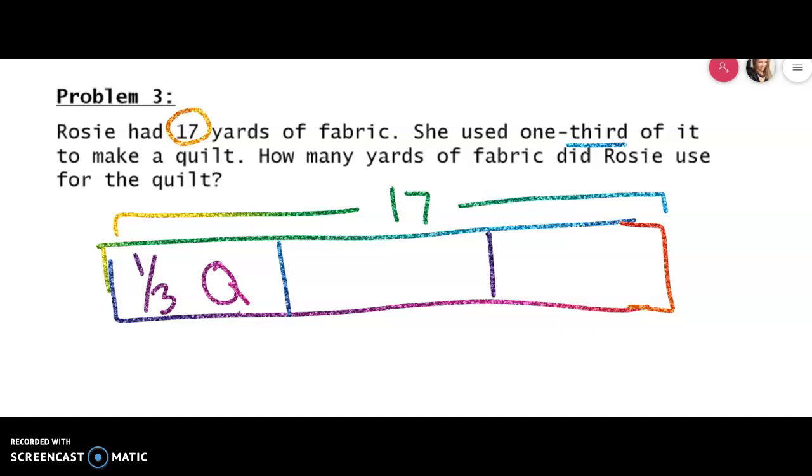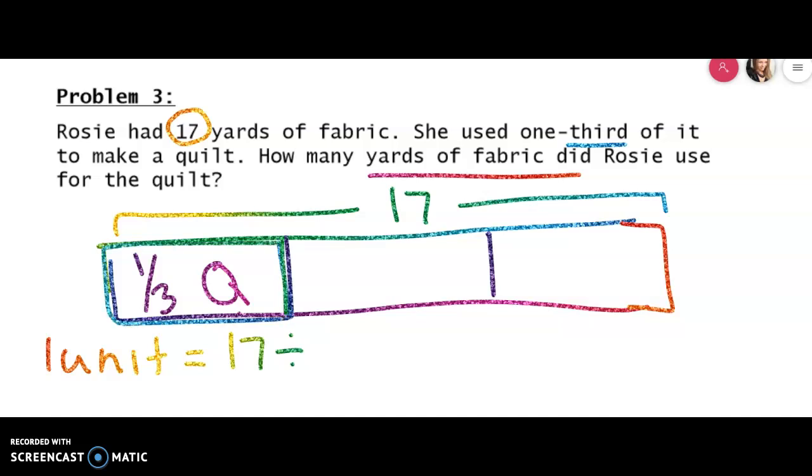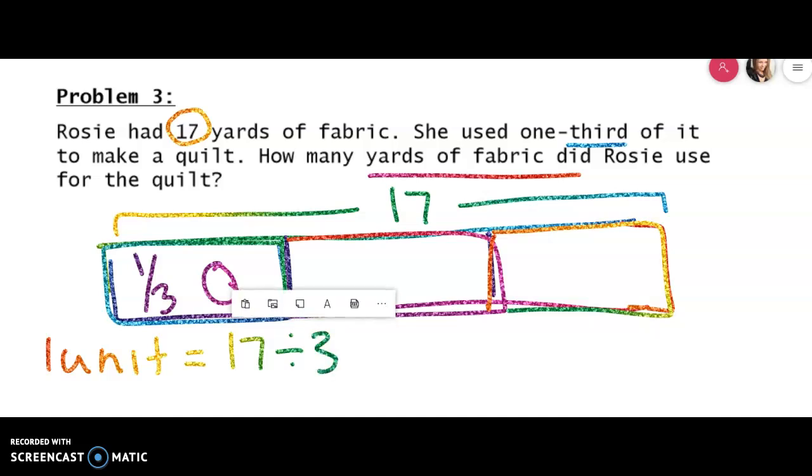Okay. The question asks us, how many yards of fabric did Rosie use for the quilt? Just like in the questions prior, to identify the single unit, we have to take our total, 17, and divide it by how many parts the whole is broken up into, which is 3 parts.